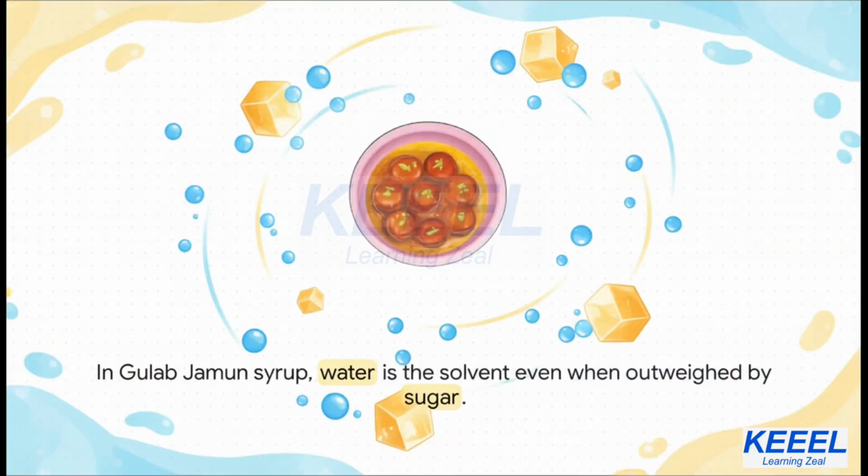And here is a delicious example we all know and love. In the sugar syrup for gulab jamun, what we call chashni, there is a massive amount of sugar dissolved in a pretty small amount of water. Now, you might be thinking, wait a minute, there's way more sugar than water there. And by weight, you're right. But, and this is the key, water is still the one doing the dissolving. So water is still our solvent and the sugar is the solute.